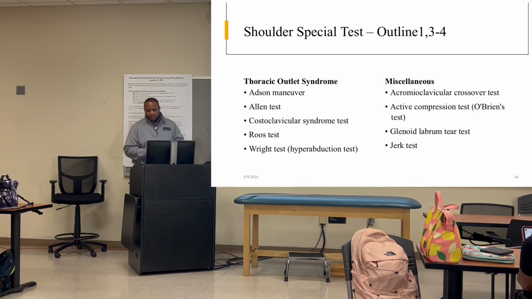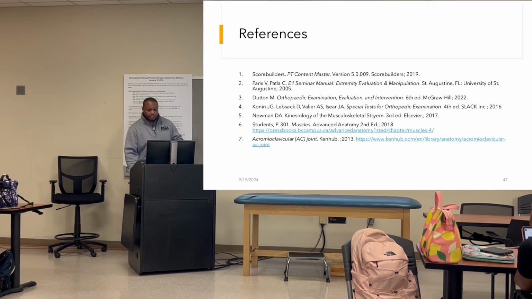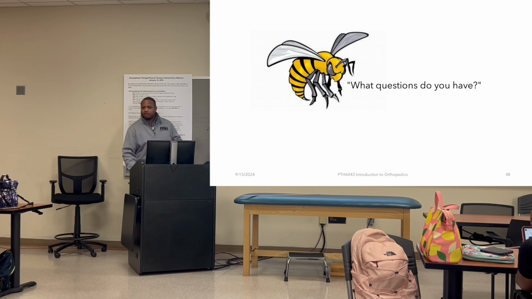Then other miscellaneous special tests are acromioclavicular crossover test, active compression test, O'Brien test, which can assess for SLAP lesion and also AC joint involvement. Then you have specific glenoid labrum tear tests and jerk test. But just knowing what the special tests assess is a major component of being able to be successful on written exams, lab practical exams, and when you are working with your patient.